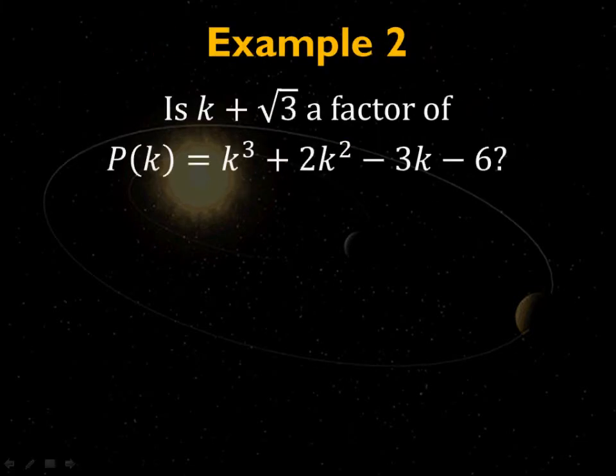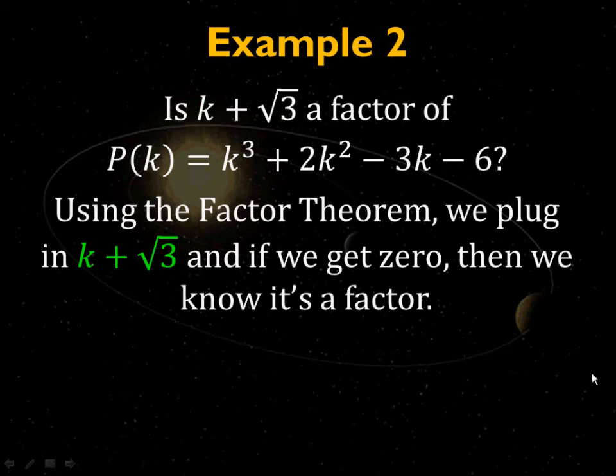So is k plus radical 3 a factor of p of k equaling k cubed plus 2k squared minus 3k minus 6? One way you can do it is to plug in radical 3 for k in every value. But what we can do now is use synthetic substitution. Figure out what the c value is and use synthetic substitution to see if it is a factor. If our remainder is 0, and this is the key thing, then this is a factor. So we plug in k plus radical 3, and if we get a 0, then we know it's a factor. I just said that.